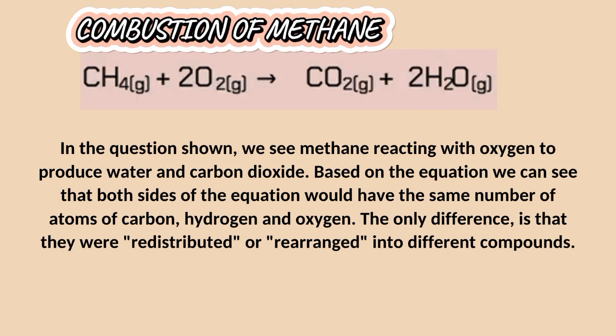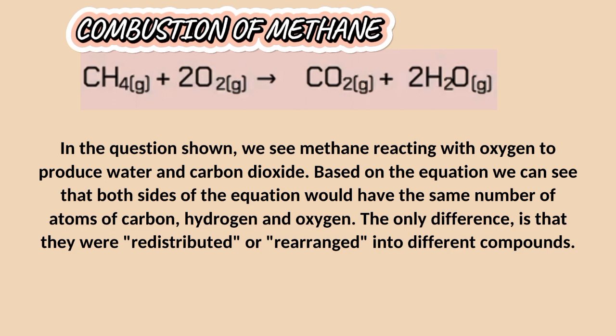Okay, so in the equation shown, we see methane reacting with oxygen to produce water and carbon dioxide. Based on the equation, we can see that both sides of the equation have the same number of atoms of carbon, hydrogen, and oxygen. So basically, it is a balanced equation. The only difference is that they were redistributed or rearranged into different compounds, from methane and oxygen to water and carbon dioxide.